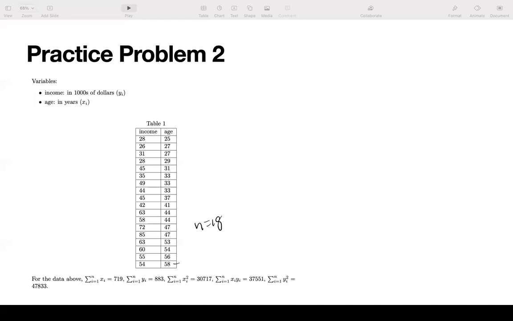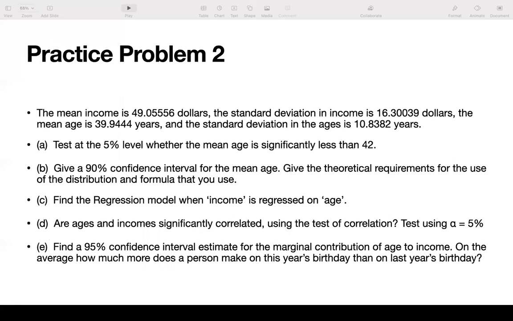Here's a table. You can take a screenshot of it if you want to. The question states that the mean income is $49.05556 and the standard deviation in income is $16, and the mean age is 39.94 years and the standard deviation in the ages is 10.8382 years.